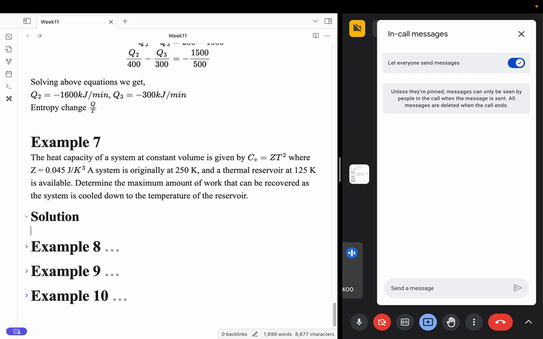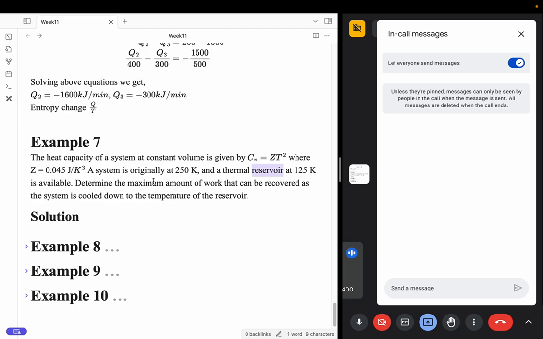Again, here we have specific heat as a function of temperature, but then it is not linear, it is non-linear, where Z is given some specific value. A system is originally at 250 Kelvin and a thermal reservoir at 125 Kelvin. So the system temperature can change because the specific heat is not infinite, but then the reservoir temperature is 125 Kelvin, and whenever you say reservoir, the temperature is not going to change.